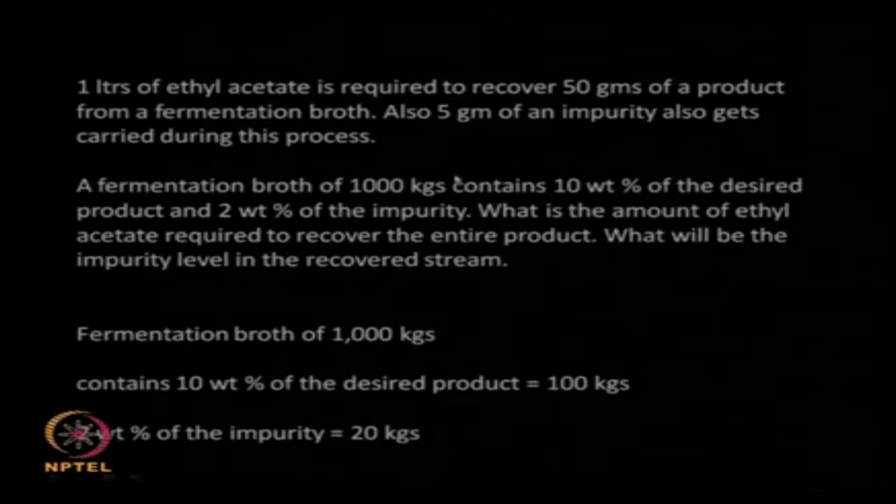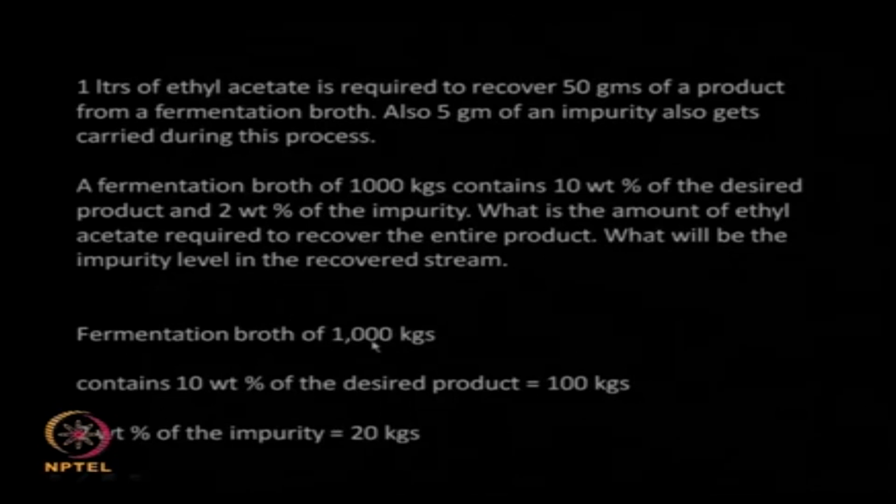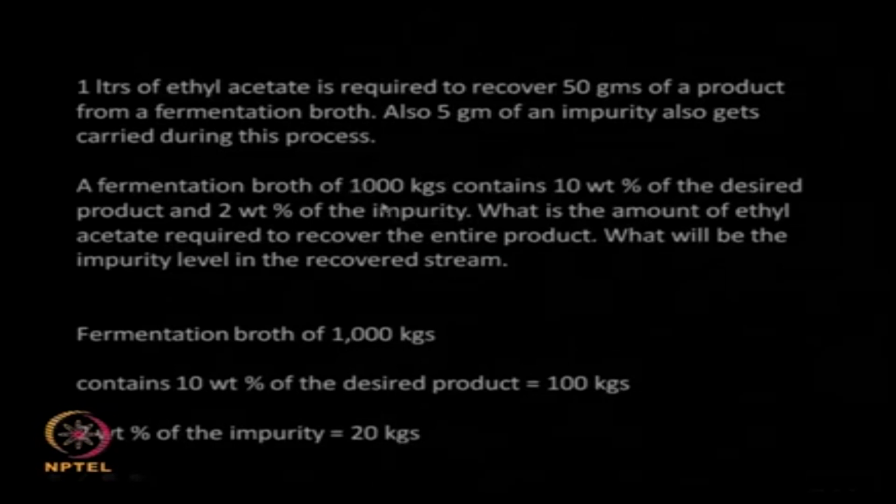So suppose I take 1000 kg of the fermentation broth, so 10 weight%, that means I have 100 kg product, okay, 10 divided by 100 multiplied by 1000, obvious. So you have 100 kg of the product in 1000 kg of the fermentation broth. Now 2 weight% impurity, that means I have 20 kg of impurity.